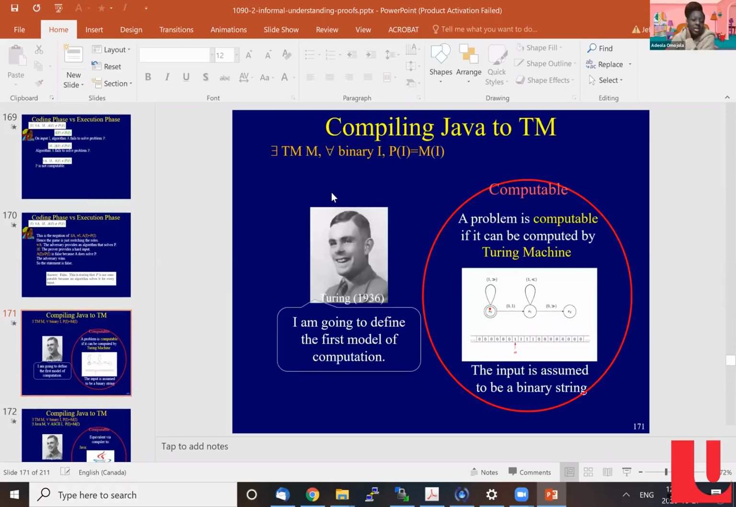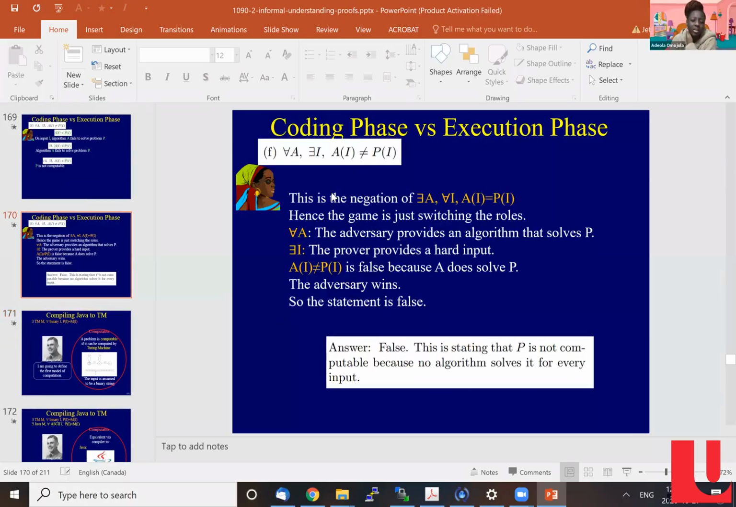Sorry, I still don't really get that. You said that there's an algorithm for all inputs, and now we're trying to find one algorithm for all inputs.